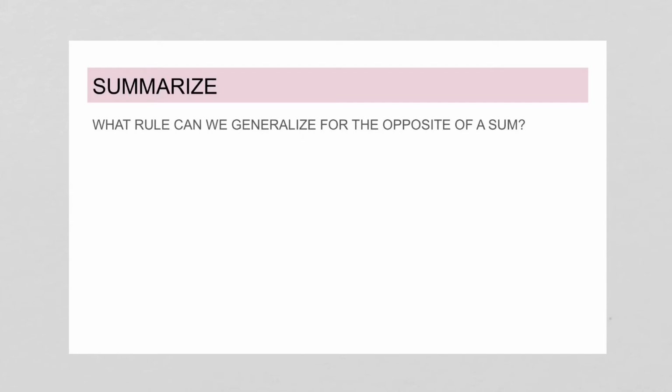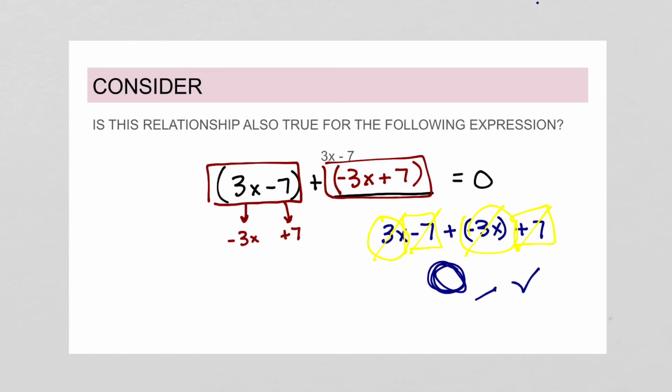So what rule can we generalize for the opposite of a sum? So we're thinking about sums, all right? So we want to think about the opposite of a sum. Well, let's go back and look. We wanted to find out what was the opposite of this sum. And what did we do? What did we take? Well, we took the sum, we added together some stuff, right?